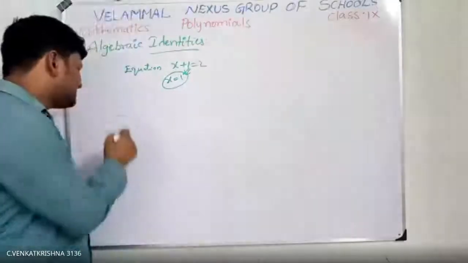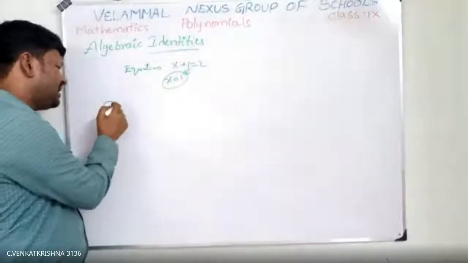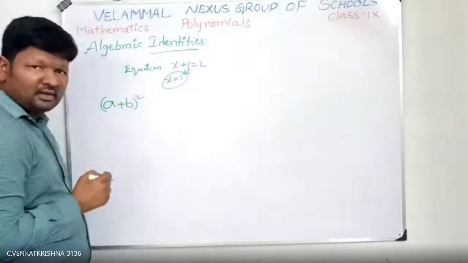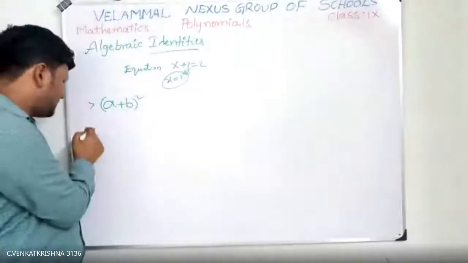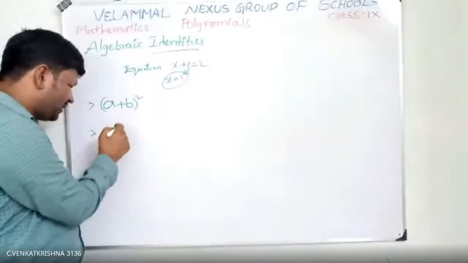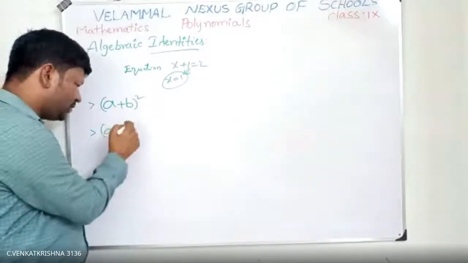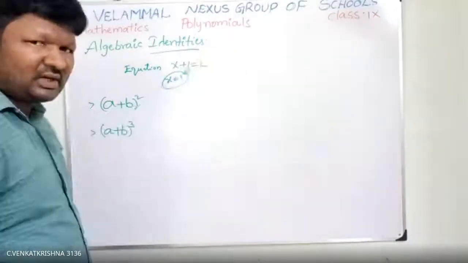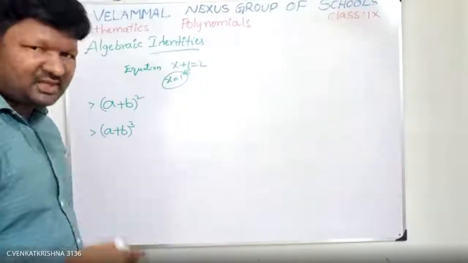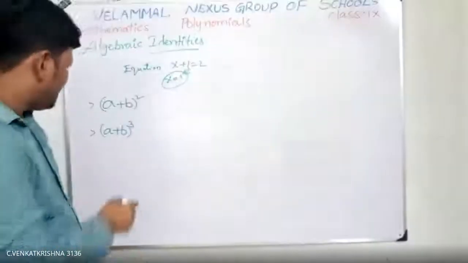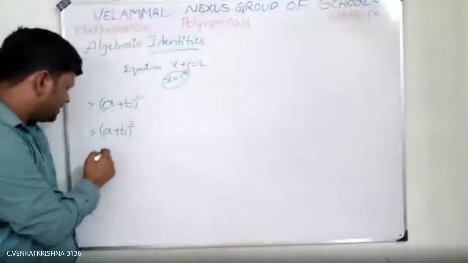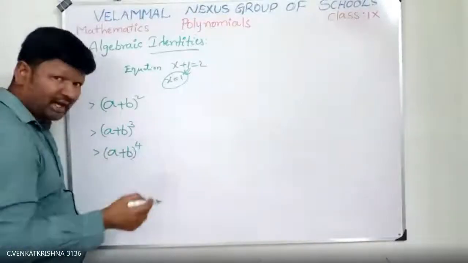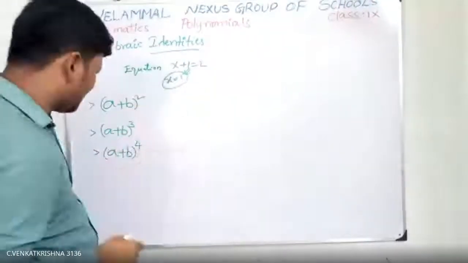The standard identity is a plus b whole square. I will give one pattern also here. We know all the formulas very well. Now we will discuss one more way to write these coefficients using a pattern. I will explain it now. a plus b whole cube. If you want to write a plus b whole power 4 also, we can write it very easily using that pattern.